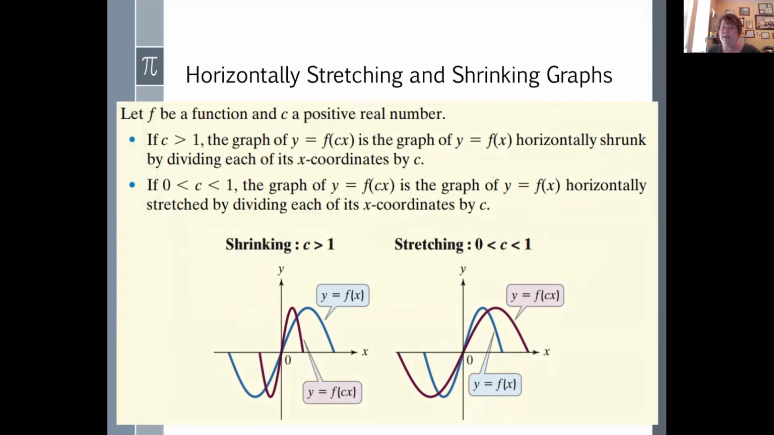Let f be a function and c be a positive real number. If c is a number bigger than 1, the graph of y equals f of c times x, so you take your input and multiply it by this number bigger than 1, is the graph of y equals f of x horizontally shrunk by dividing each of its x coordinates by c. If c is between 0 and 1, the graph of y equals f of c times x is the graph of y equals f of x horizontally stretched by dividing each of its coordinates by c.